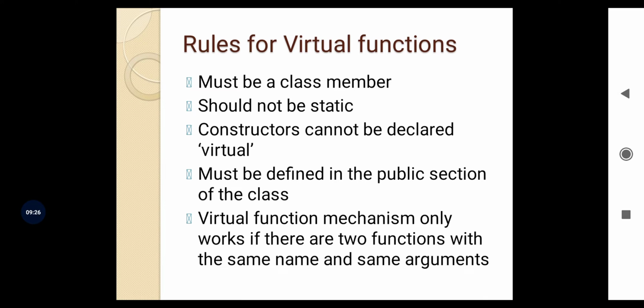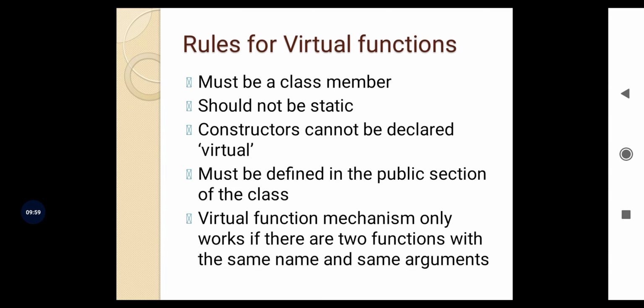Now the virtual functions must be defined in the public section of the class. Important point: the virtual function mechanism only works if there are two functions with the same name and the same arguments. That means you need to have the same prototype of the functions in the base class and the derived class. If the prototype changes, then the virtual function is of no use. That means what we are trying to achieve here is not function overloading, but function overriding. So this is an example of function overriding.